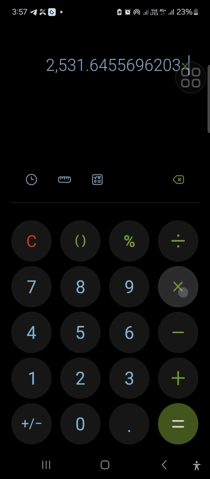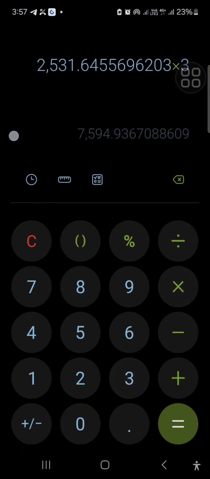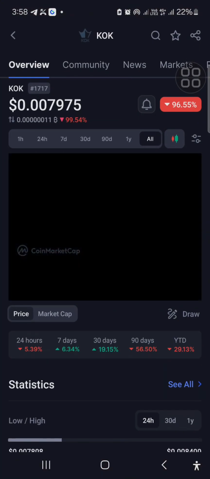I multiply the quantity I have by 3, and that's $7,594 from an initial investment of $20. Why am I getting this crazy, insane return on investment? Because I bought at a very, very discounted price. Not when this coin starts to hit $1 or $2, or $3, you now see everybody start making noise about it.